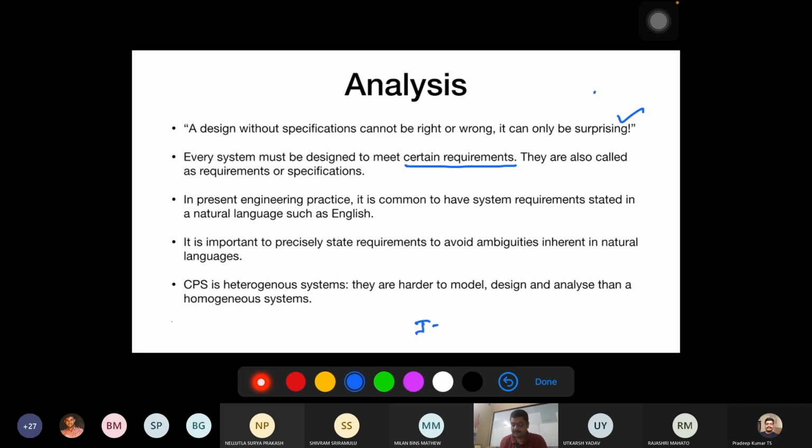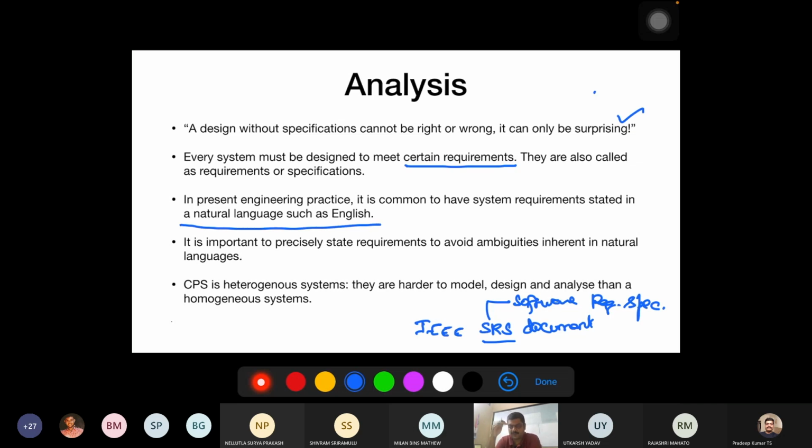Generally, IEEE has a requirement specification document, which we call the IEEE SRS. SRS means software requirement specification. So IEEE has a standard for the software requirement specification document. In present engineering practice, it is common to have system requirements stated in natural language such as English. So generally, the software requirement specification will be written in basic English. Basic statements are written in English, and it will be given as an SRS document.